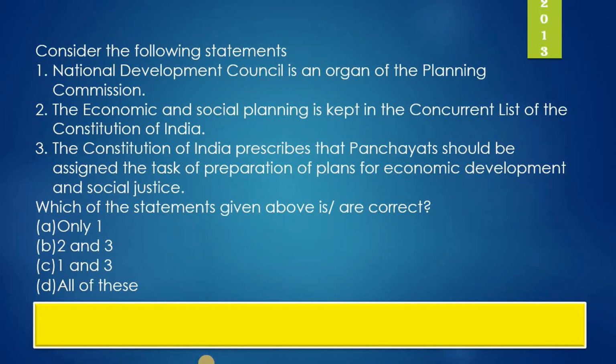National Development Council is an organ of the Planning Commission. The economic and social planning is kept in the concurrent list of the Constitution of India. The Constitution of India prescribes that panchayats should be assigned the task of preparation of plans for economic development and social justice. Okay, so which of these statements given above is correct? Only 1, 2 and 3, 1 and 3, or all of these. Okay, so the answer is option number B, that is 2 and 3.